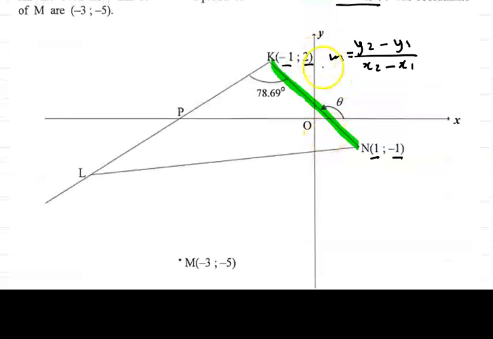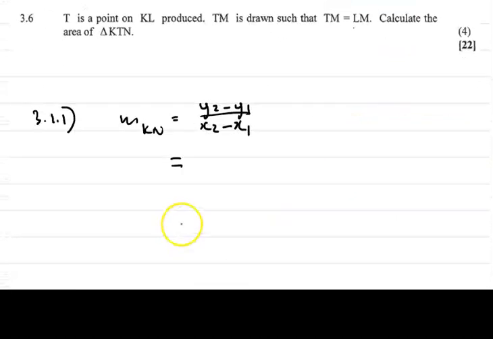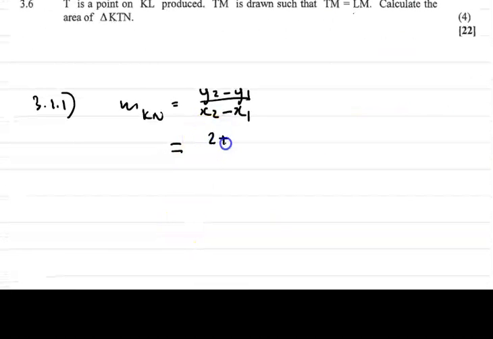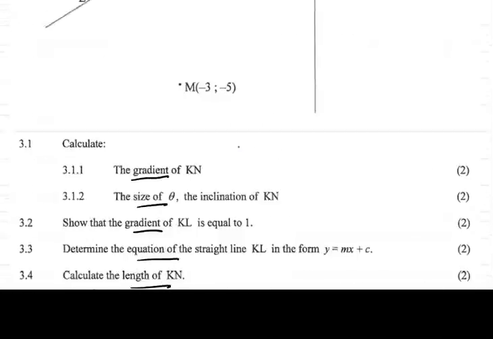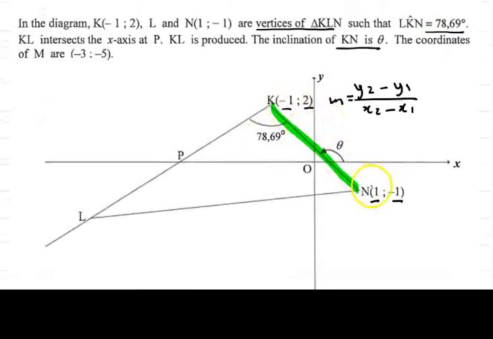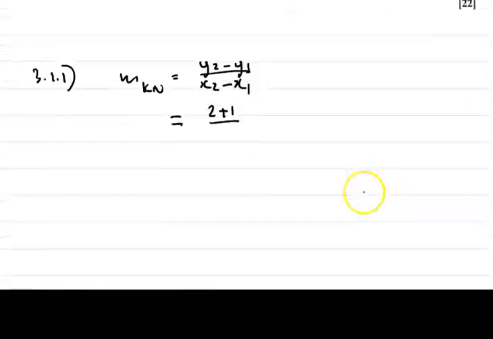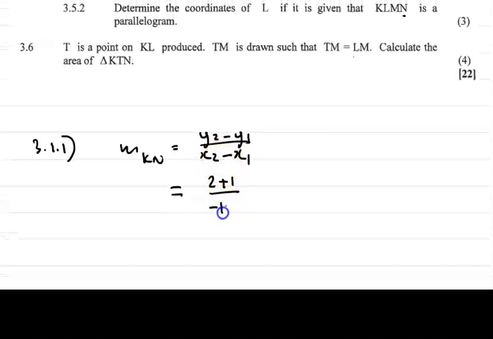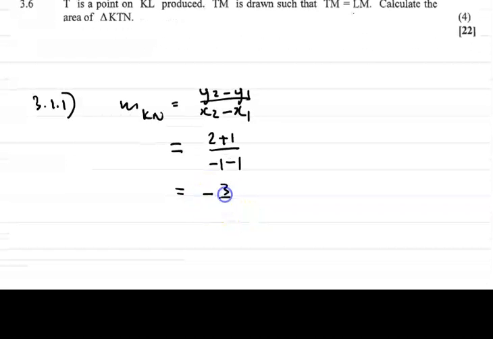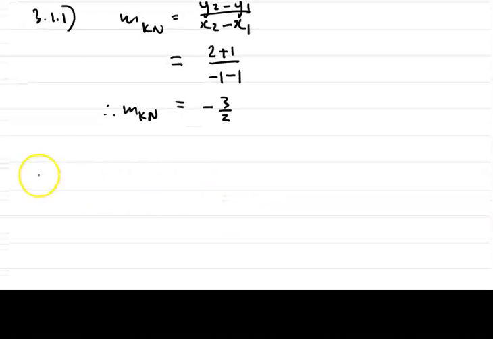And what will that give us? 2 minus -1 will be 2 plus 1. And here we've got -1 minus 1, which is -2. So we've got 2 plus 1 is 3, over -2. So it's -3 over 2. Therefore, the gradient of KN is -3 over 2.